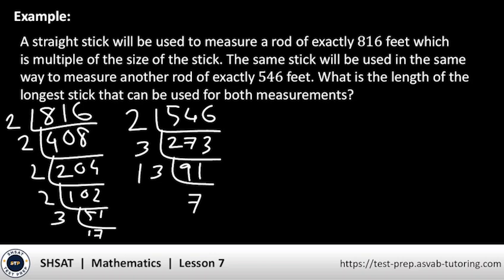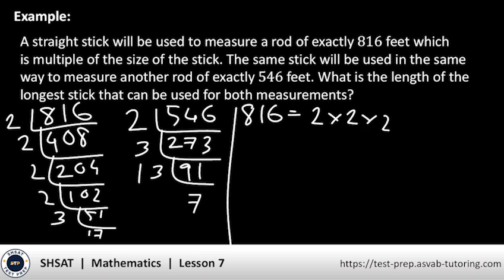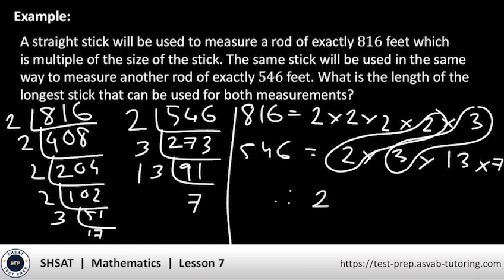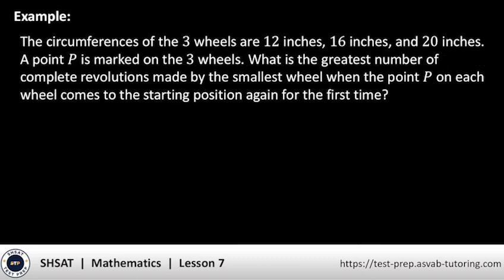That's it. So now if you write them down, for 816, you have 2, 2, 2, 2, and 3. For 546, you have 2, 3, 13, and 7. So obviously, you have 2 and you have 3 as common. So it's 2 and 3, which is 6. So 6 feet is the longest stick that can be used for both of the measurements.